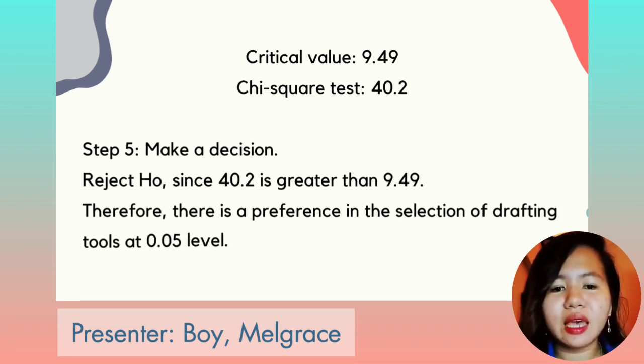And for the last step, step 5, make a decision. The critical value is 9.49 and the chi-square test value is 40.2. So reject H0 since 40.2 is greater than 9.49. Therefore, there is a preference in the selection of drafting tools at the 0.05 level.